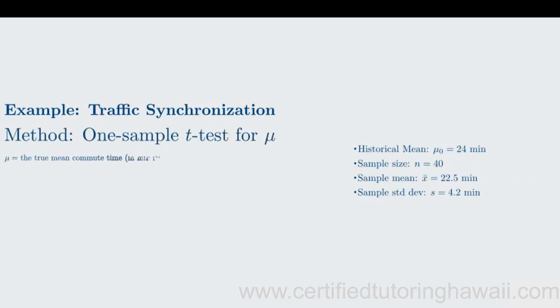Now, we define the parameter mu. Mu is the true mean commute time in minutes on Main Street under the new synchronization system. Notice the context. We specify under the new system, because that is the population we are drawing from now.